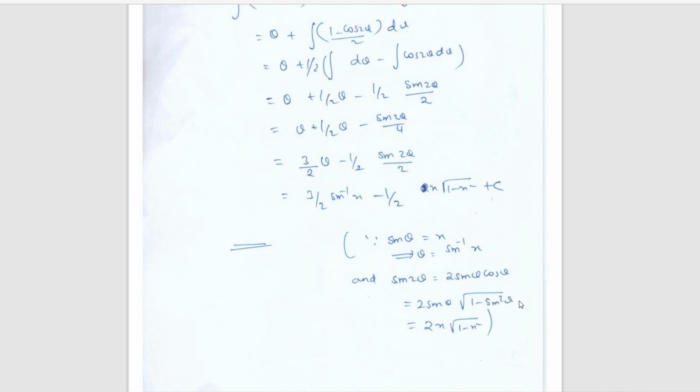Why are we replacing cos theta in terms of sine? Because we have the sine theta value. Sine theta is x, that's why we are doing like this. So 1 minus sine square theta, where sine theta is x, so sine square theta is x square. So this is 2x into square root of 1 minus x square. Replace it here: 2x into square root of 1 minus x square. This 2 and 2 will get cancelled. So what's the answer? x into square root of 1 minus x square plus constant of integration c.